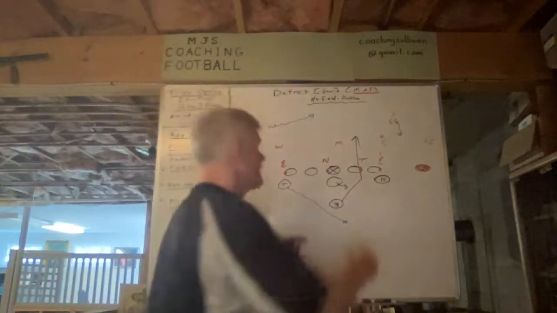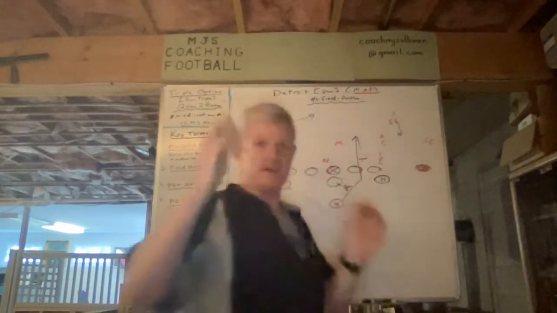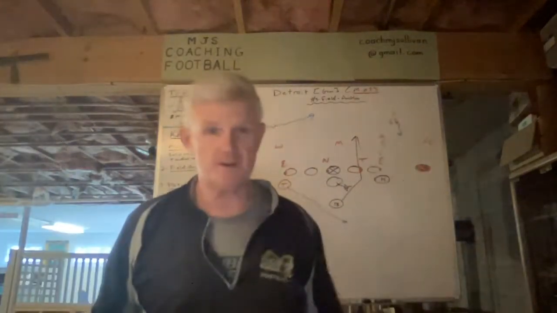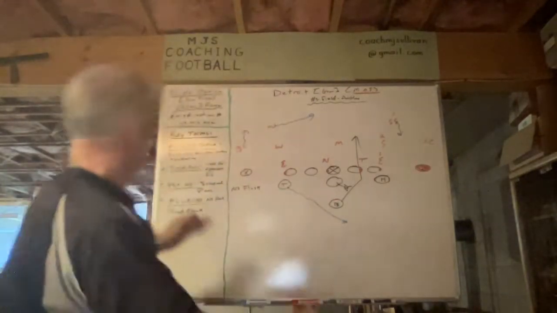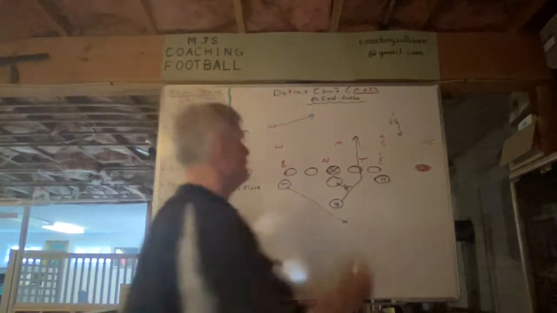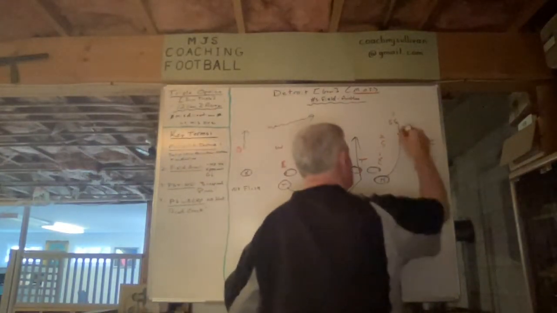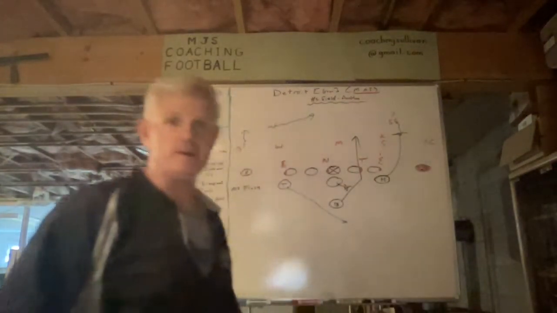Okay? It's a flash fake. So we just put it in there. The defense thinks here comes the veer. Right? Remember how it starts. How do you manipulate the defense? The H is going to block number 3. Going to arc block.